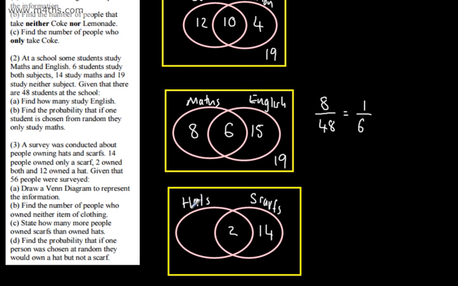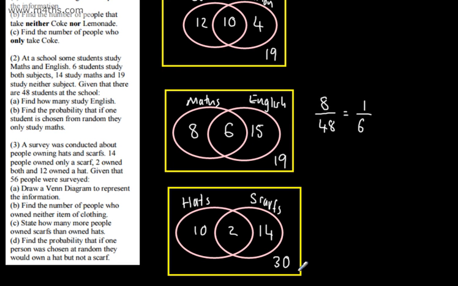12 owned a hat. Well, if 12 owned a hat, 2 of them are already here, so the other 10 must go there. Just run your finger around there and say, does that equal 12? Yes, it does. 2 in the middle, 10 in hat only. 56 people surveyed. Well, we're now up to 26. So 10 and 2 is 12, plus 14 is 26. So 30 must go on the outside. 30 represents the number of people who had neither a hat nor a scarf. So there's our Venn diagram.